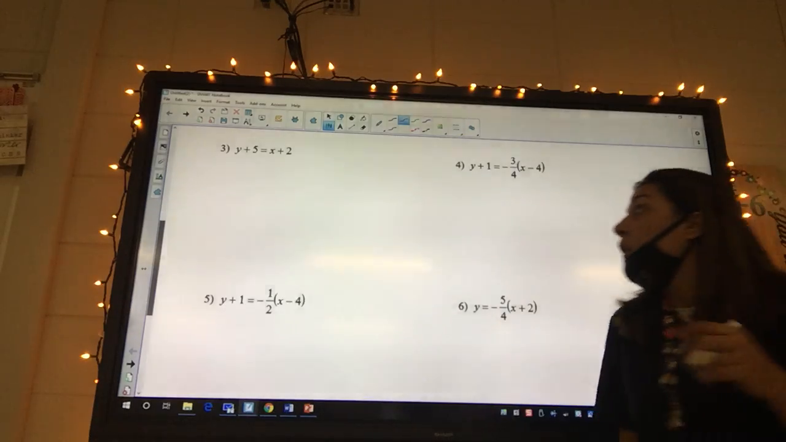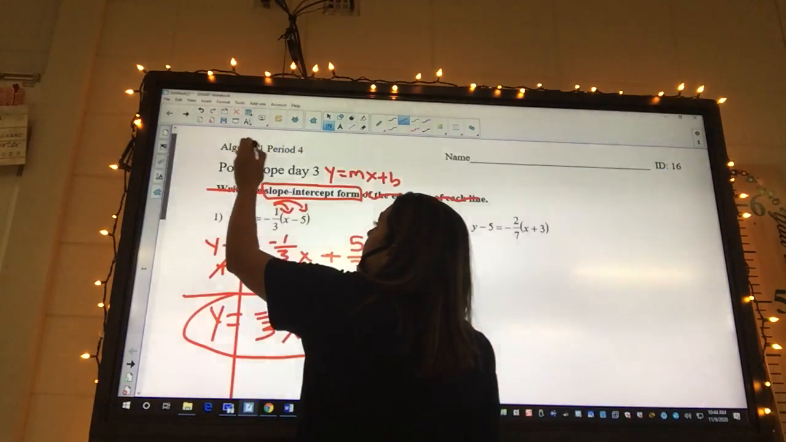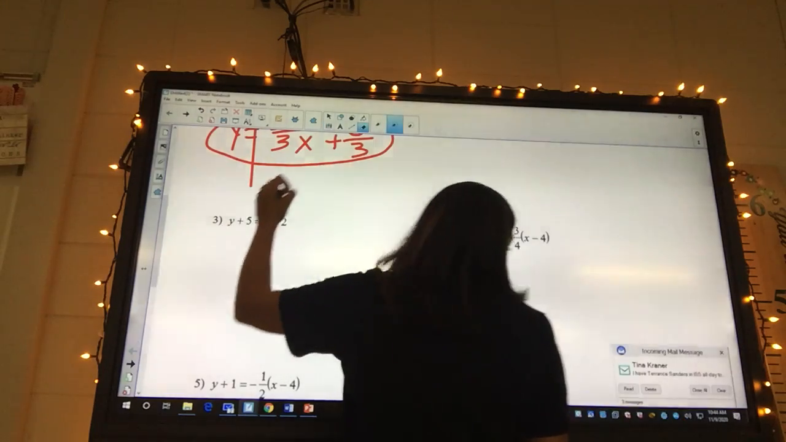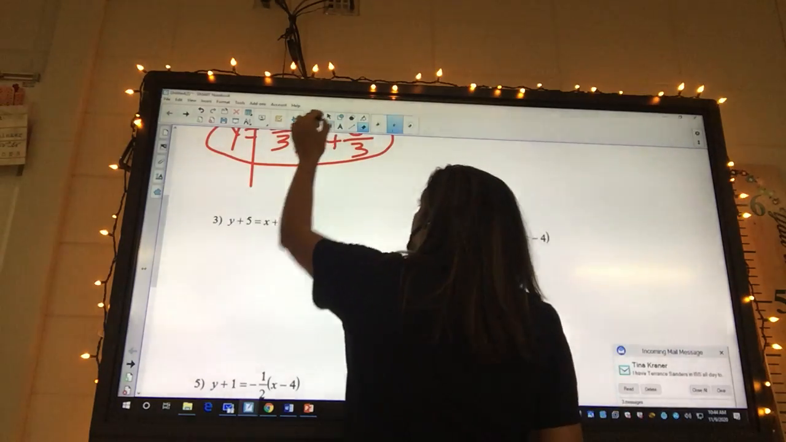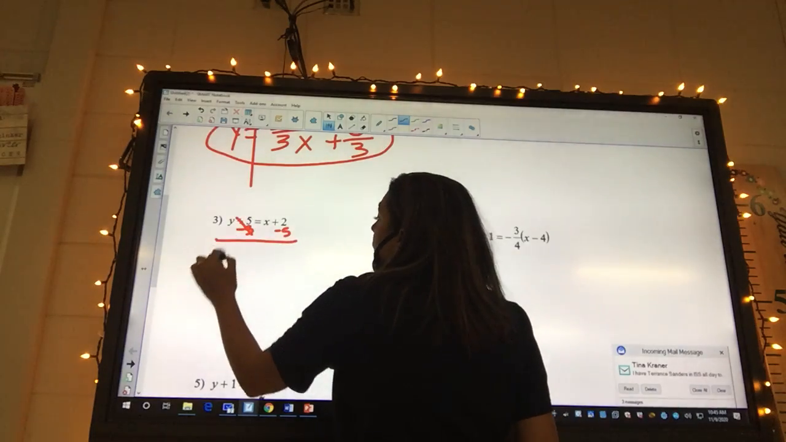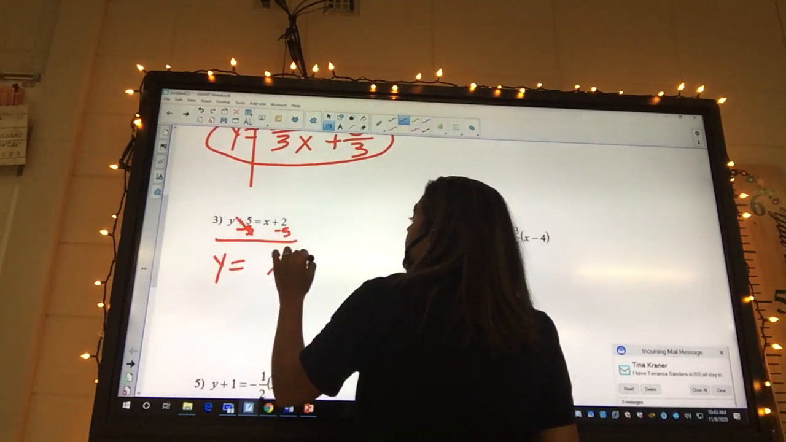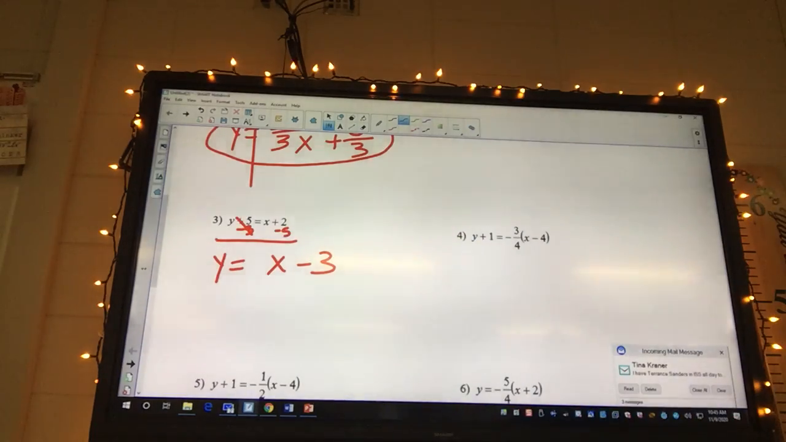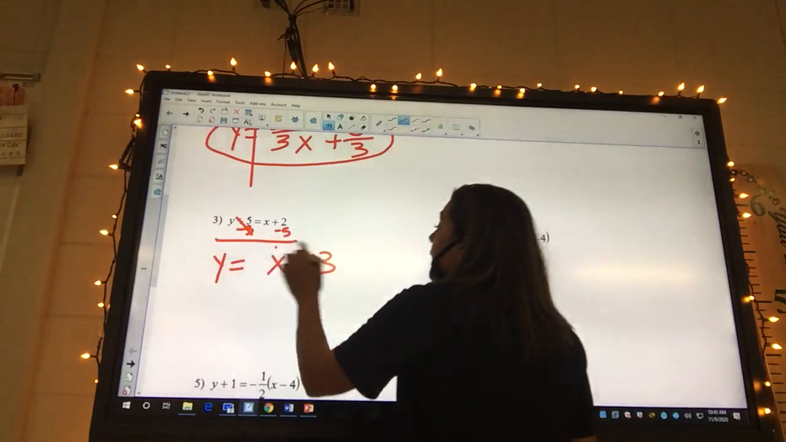Minus 5. Yep, so it's going to be minus 5. And where does it have to go? Under the 2. So it's going to be y equals x minus 3. What's our slope in that one? 1. Not x, just 1. And our y-intercept is what? Negative 3.